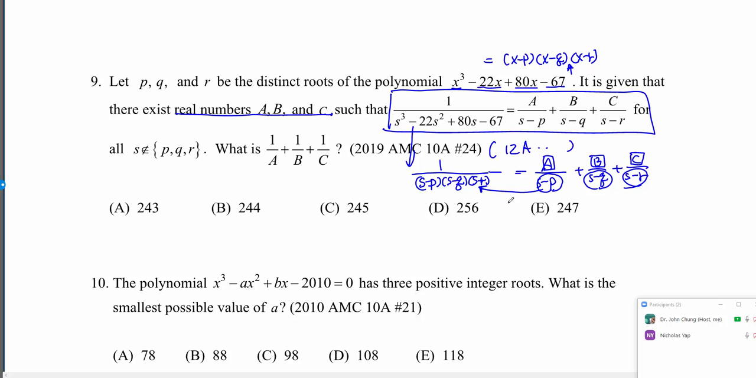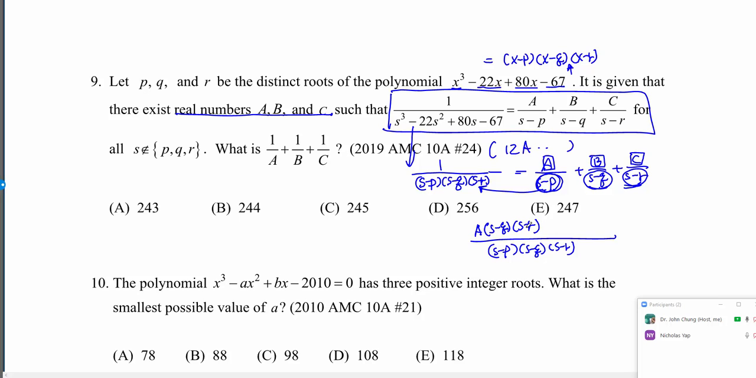I'm going to write down from here. S minus P, S minus Q, S minus R. Then the first one is A times what? This one times this one, right? We already have S minus P there, so A times S minus Q, S minus R, isn't it?